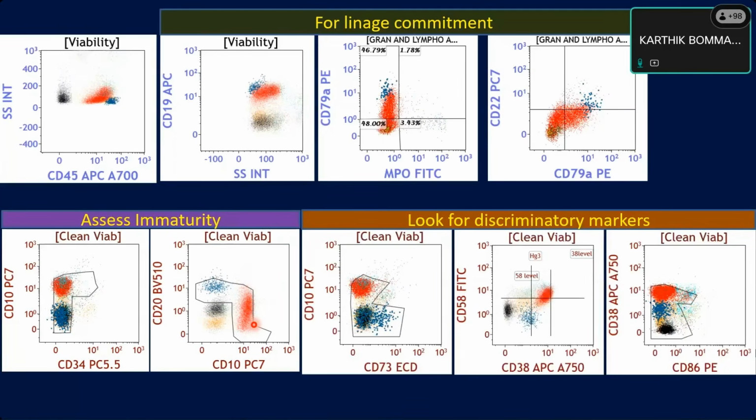Then you can use certain other discriminatory markers, markers which will be present in your leukemic B cells and absent in hematogones. One such marker is CD58. We don't need to remember this; the list is big. You just need to know how to approach. Identify your CD45 dimness and assess the lineage. Once you assess the lineage, assess for immaturity and look for certain discriminatory markers. This is how you diagnose B-ALL. Clear? Any doubts?